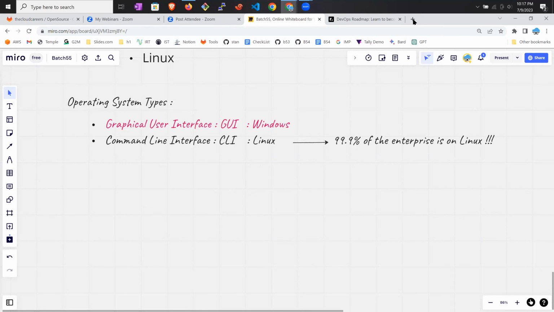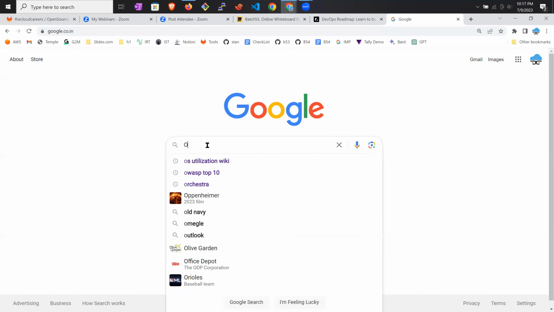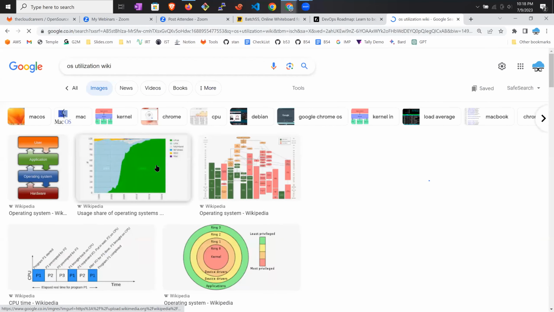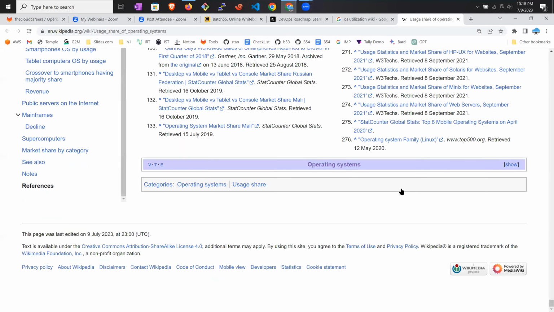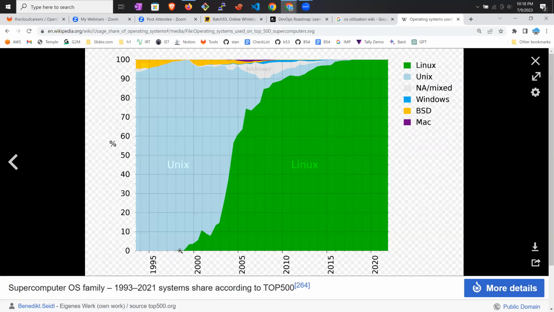I'll go to the internet and search for operating system utilization wiki. Go to the images. If you click this, it is an image that is published from Wikipedia. Click on this and go to the bottom of the page. If you see this, in 1997 and 1998, Unix, what is Unix? We'll talk about it. And then Windows, those two were the very popular operating systems. But when you come down the line till 2023, 99.9% of the world's enterprise infrastructure is on Linux.